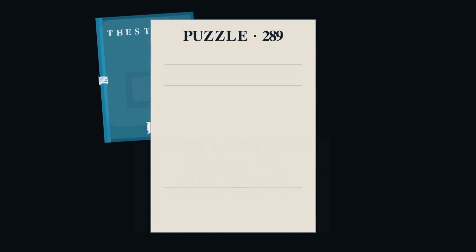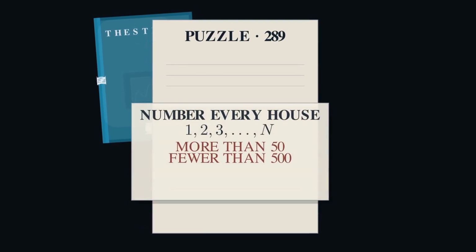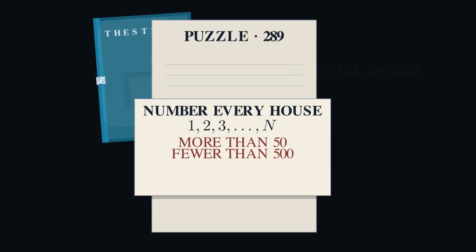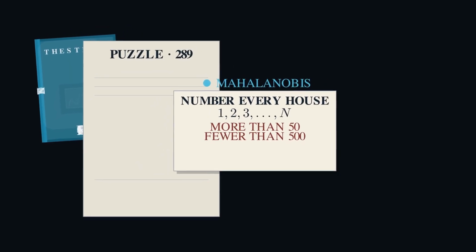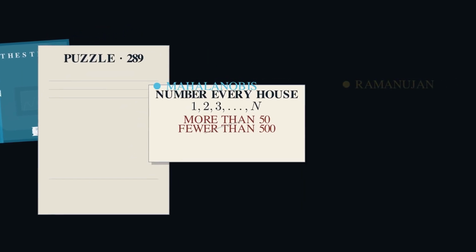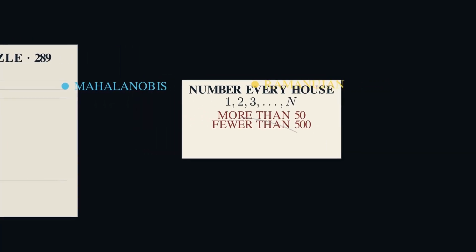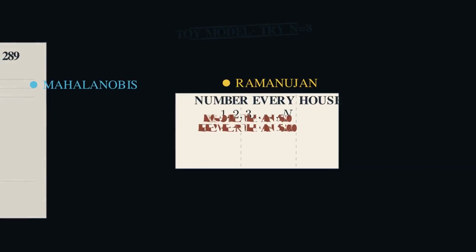In December 1914, the Strand Magazine published a puzzle about consecutively numbered houses. Find a door X where lower and higher addresses have equal sums, excluding X, with n between 50 and 500. Mahalanobis later recalled bringing it to Ramanujan, who looked beyond trial and error.